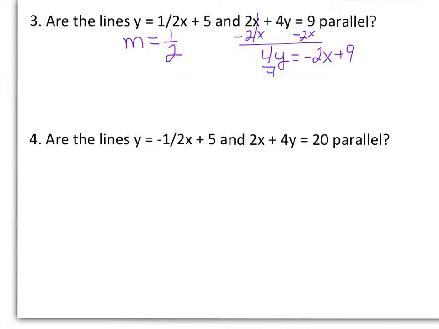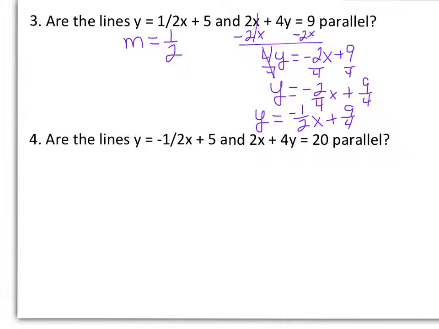And then divide everything by 4. I get y equals -2 over 4 x, and I'm just going to leave that as plus 9 over 4. We're not concerned about the y-intercept, we're concerned about the slope. And then I can reduce my slope here, so I have y equals -1/2 x plus 9/4. So my slope is -1/2. So slope 1/2, slope -1/2. No, these two lines are not parallel.